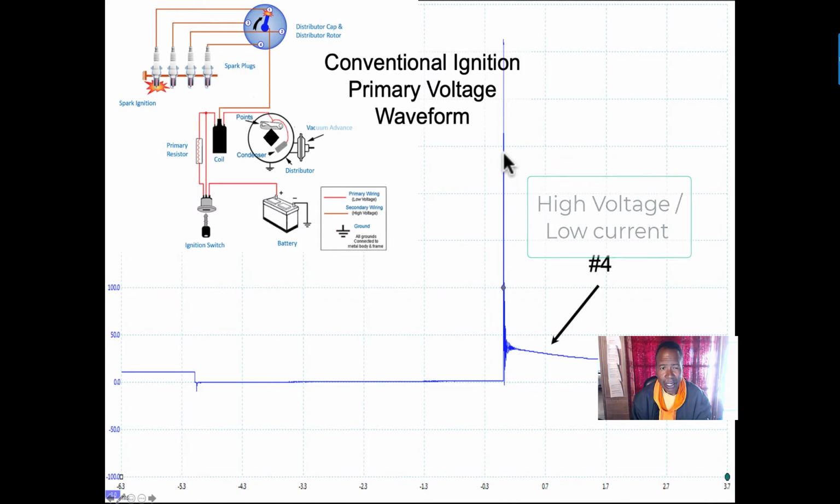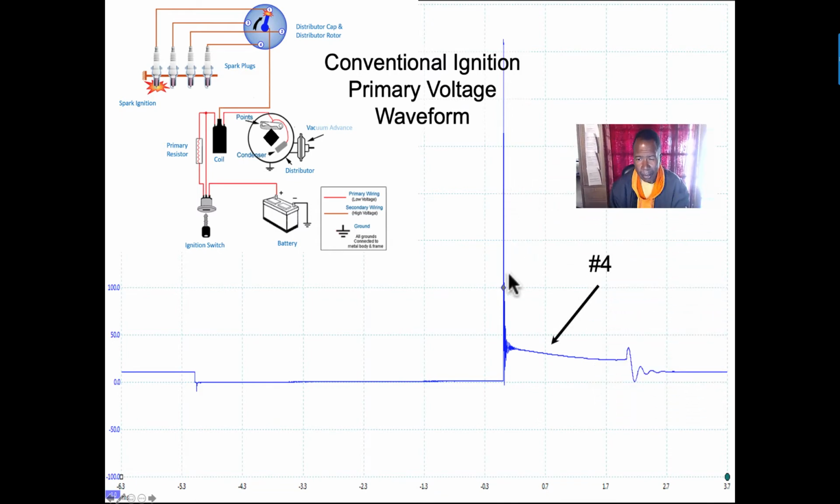Once I receive this spike, because this actually mirrors itself into the secondary, I have a spark line. This is your spark line here. This is how long the energy lasts across the spark plugs. Technically, you can actually watch this line. This is your eyes inside the cylinder.